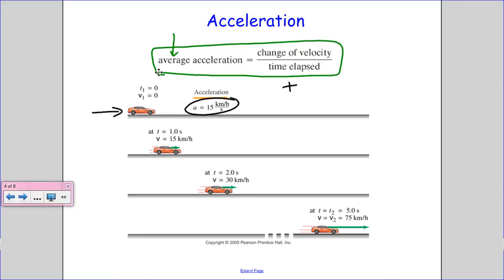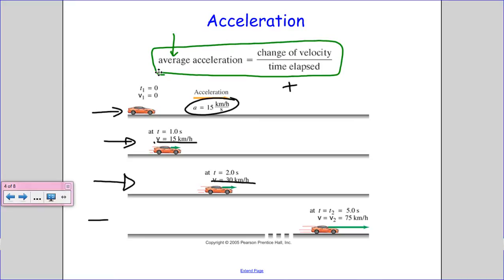So if it starts with a velocity of 0, in 1 second, the velocity will have increased by 15 kilometers per hour. So its new velocity after 1 second is 15. After 2 seconds, it has changed by 15 in the first second and 15 in the second second. So it's 15 plus 15 is 30. After 2 seconds, this car is now moving at 30 kilometers per hour.